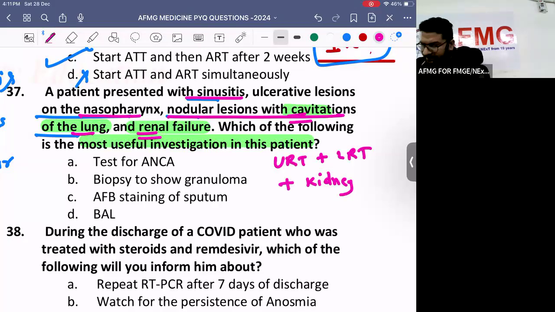So how will you diagnose Wegener's? See ANCA. So test for ANCA. BAL you will do whenever we suspect sarcoidosis. AFB is done for what? For TB. Biopsy we can do in sarcoidosis, again if we are suspecting sarcoidosis. So it's a patient of Wegener's. What will you do in Wegener's? See ANCA.